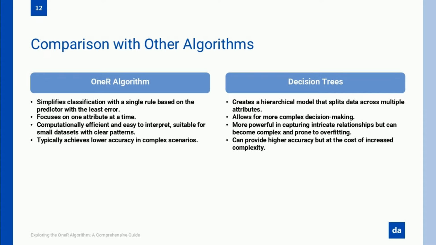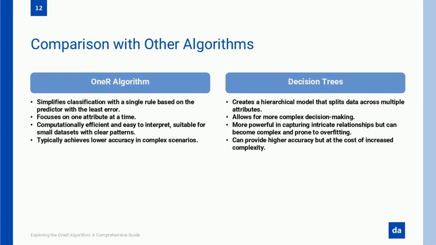Decision trees, however, are better suited for datasets with multiple interacting features, where a single rule is insufficient. They offer higher accuracy but at the cost of increased complexity. Choosing between OneR and decision trees depends on the problem at hand. If simplicity, speed, and transparency are your priorities, OneR is a strong choice. If you need a model that captures complex relationships and maximizes accuracy, decision trees might be the better option. The key is understanding the nature of your data and selecting the model that aligns best with your needs.